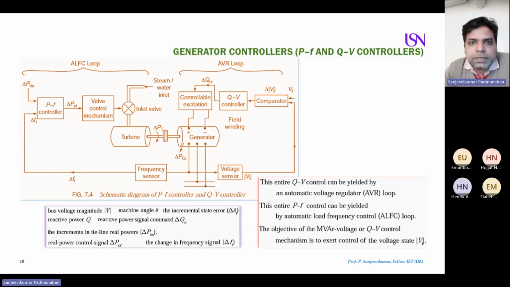Now we want to look at how, in real time, all these PF controls, so power frequency and QV control, are really applied in the power system. Still now these controllers are used in practice. So if you look here, you have a turbine. It can be a wind turbine, or a hydropower plant fluid turbine, or a steam turbine. The concept is the same.